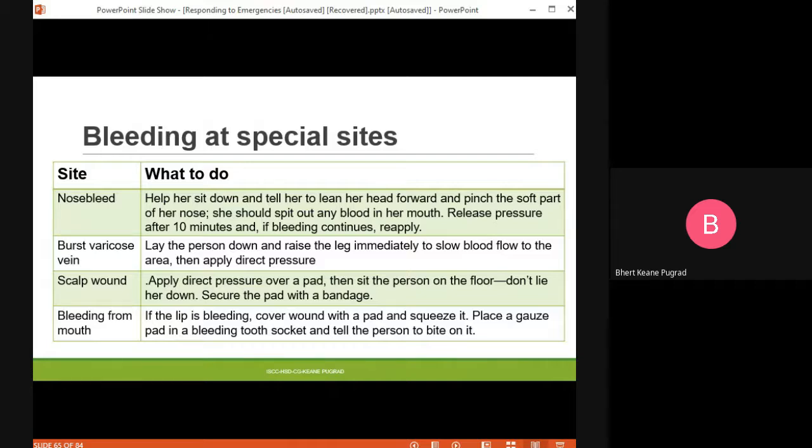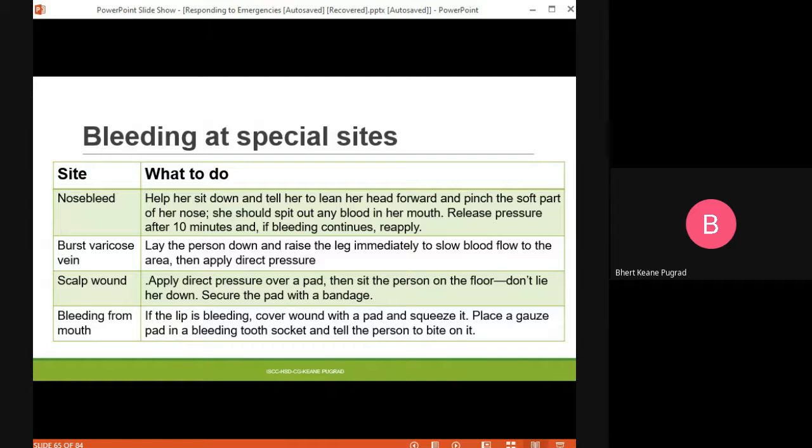How about if the patient has a wound in his scalp? Okay? Usually madugo kasi kapag tumama ang ulo or tuktok natin. Okay? So you need to apply direct pressure over a pad and sit the person on the floor. Okay? Don't lie down kasi mas lalong dudugo.